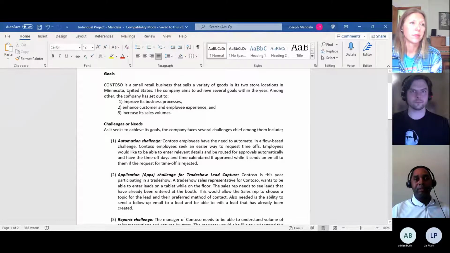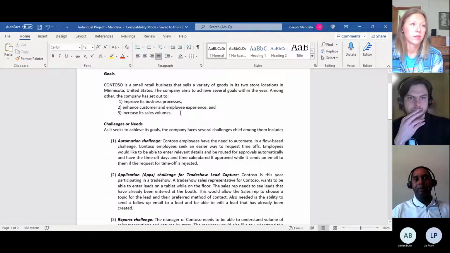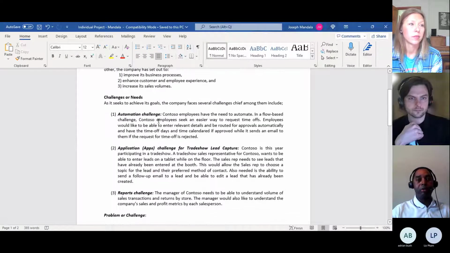Okay, so initially this is the way I structured it. I looked at basically trying to address the goals, and then from the goals I intended to at least address the issues that they're looking to address, and that is basically to improve business processes, as well as enhancing customer and employee experience, and then increase sales volume.